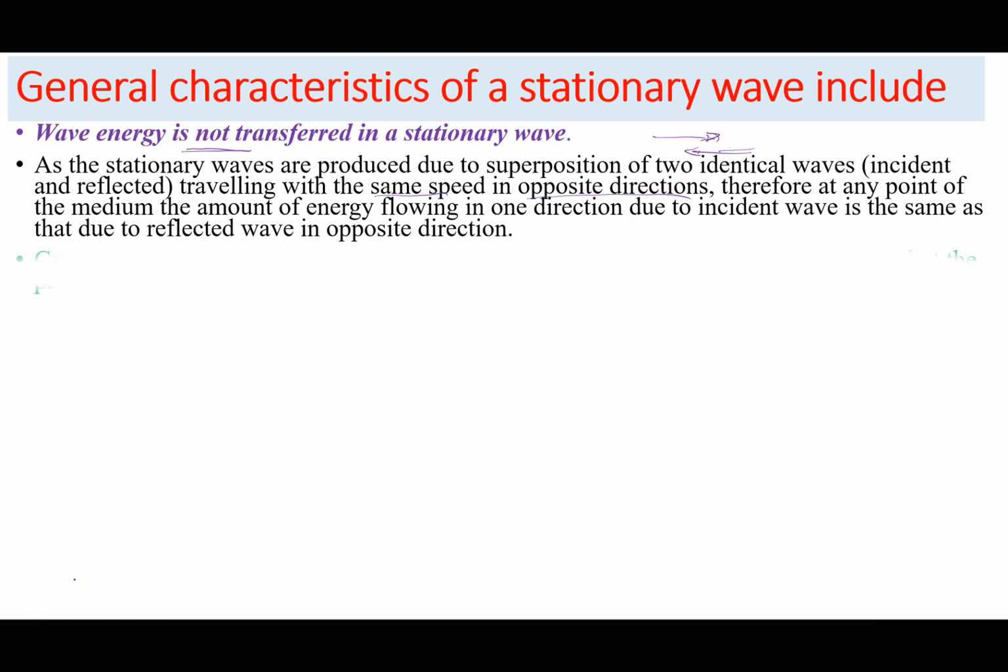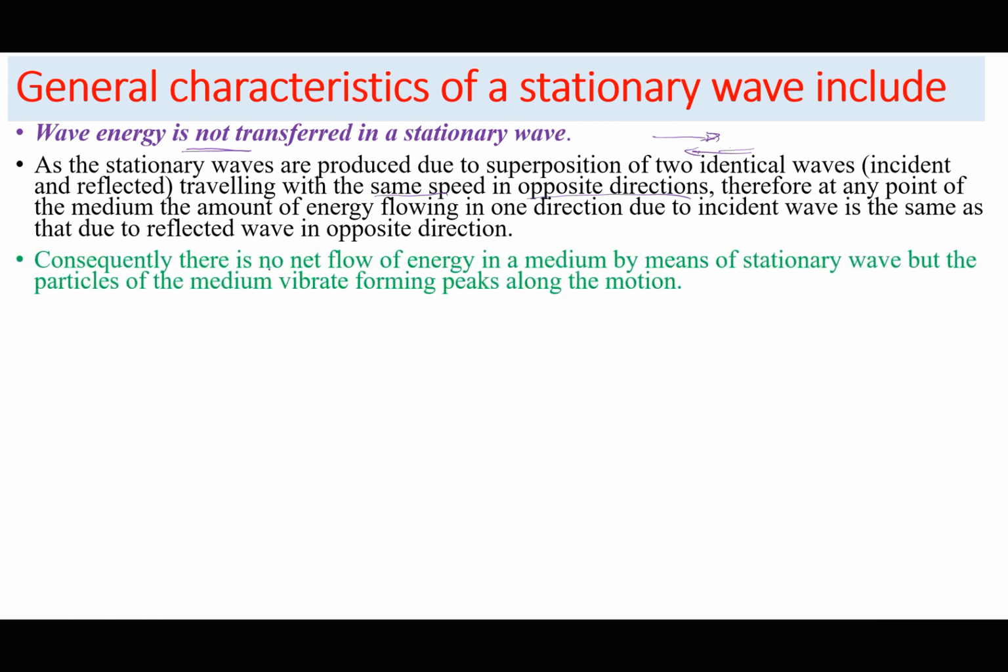So consequently, in a stationary wave, there is no net flow of energy in the medium, but the particles of the medium vibrate. The particles themselves vibrate. That's why we have the nodes and the antinodes. That's number one. There is no net transfer of energy in a stationary wave.